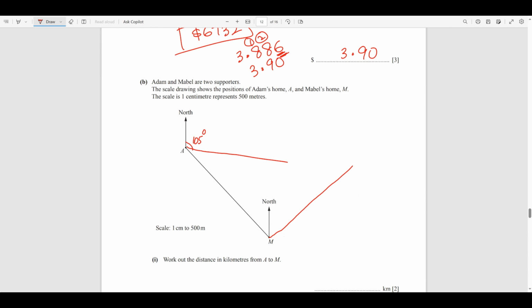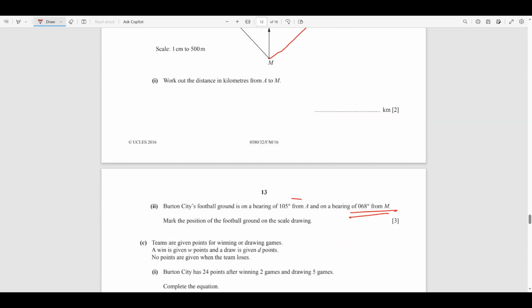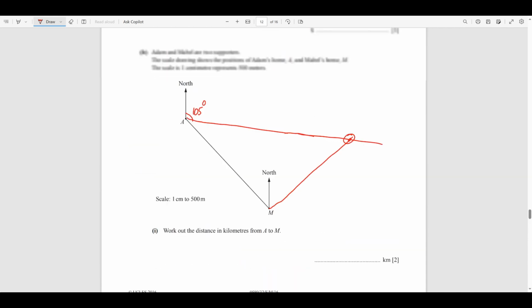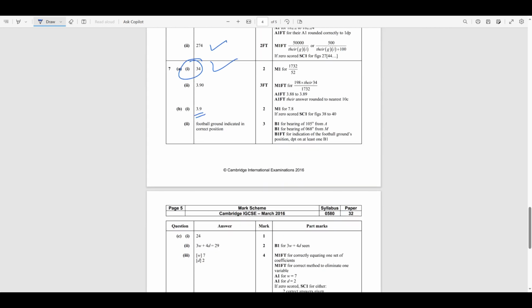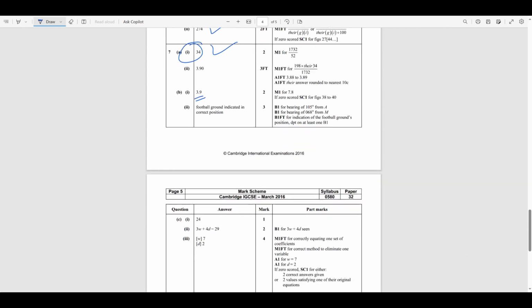And then we are going to connect these, and this is the point where the line could be, right? The football ground, right? Mark the position. So yeah, I think we should remove this. It's just still here. So indicated in the correct position, right? Okay, so for that, you'll have to trust me on that.